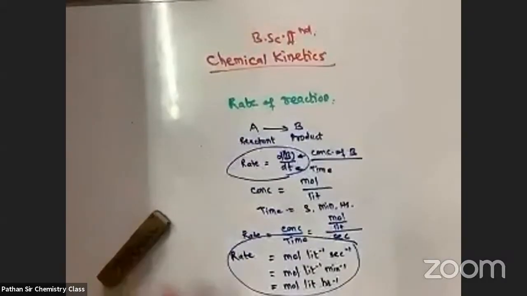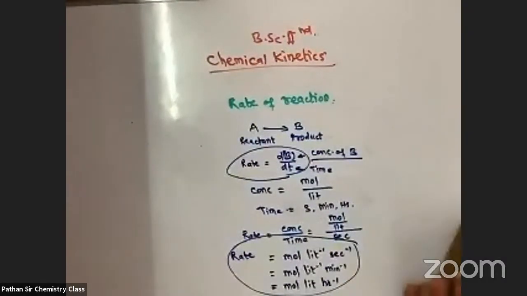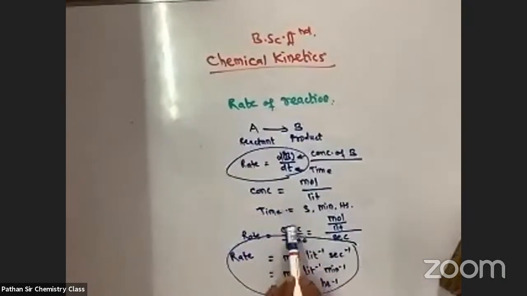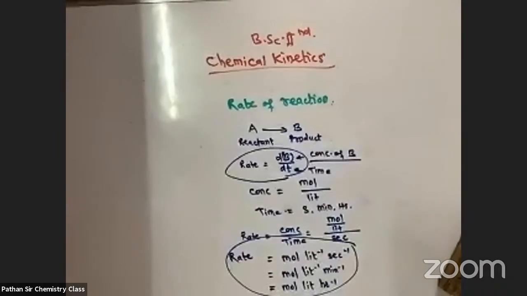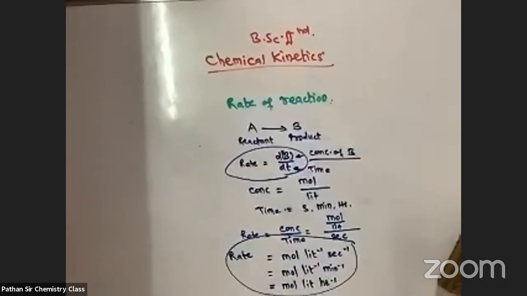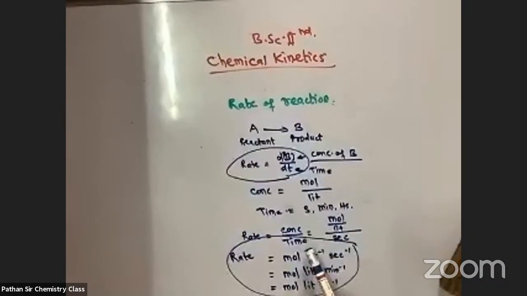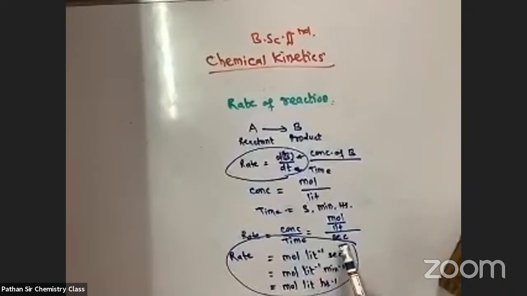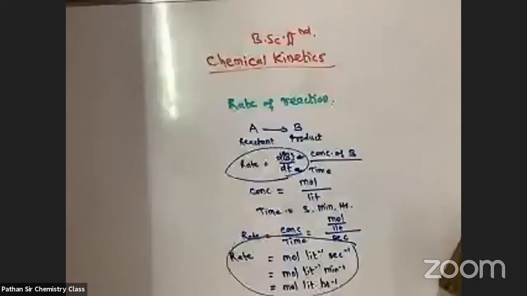See once again. Concentration units are moles per liter, and that of time are second, minute, hour, etc. So rate of reaction is given as concentration divided by time. Concentration units are moles per liter, time in seconds. Therefore, okay? Is it okay?